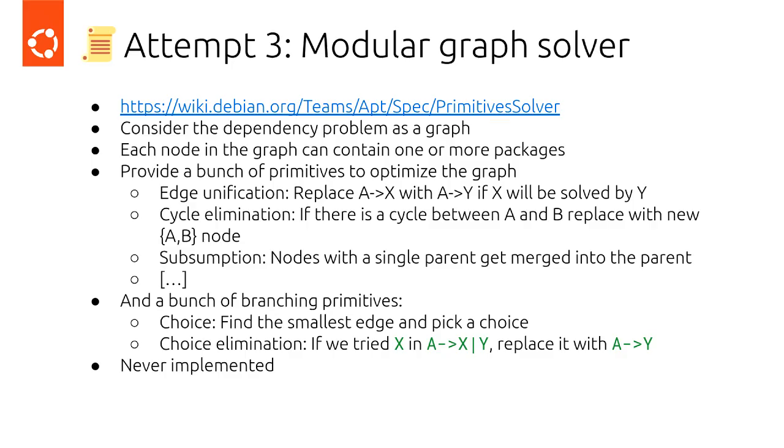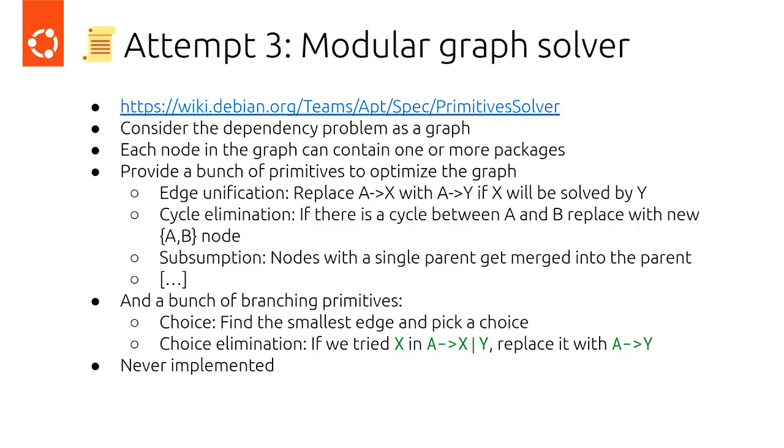In this case, I was looking at it as a graph, and each node in the graph can contain one or more packages, and you can have edges between those nodes, and the edges would split essentially for the OR groups, so that you can go this way, you can go that way, or you can go that way.